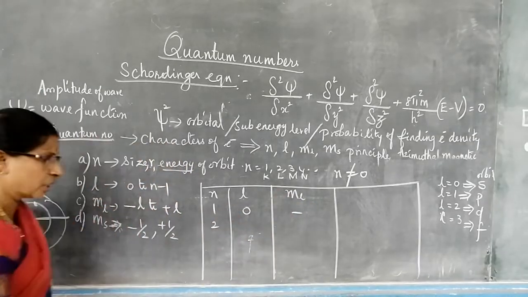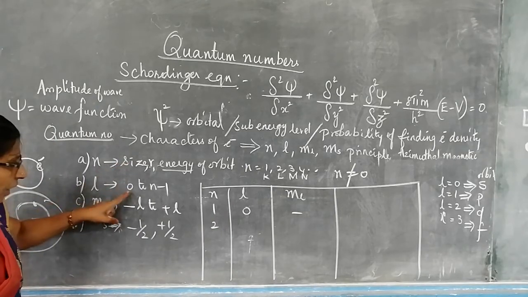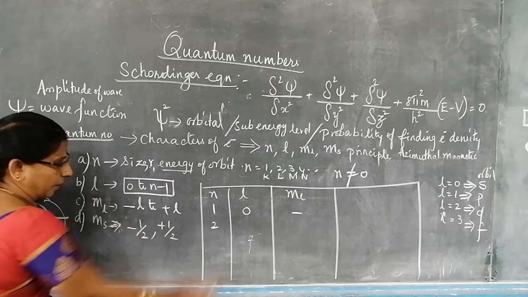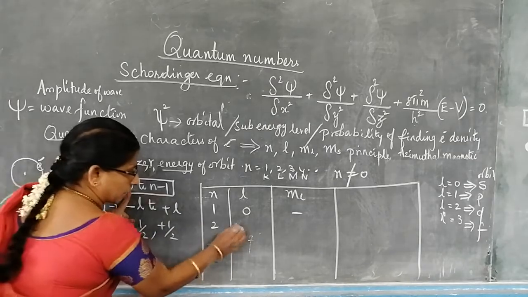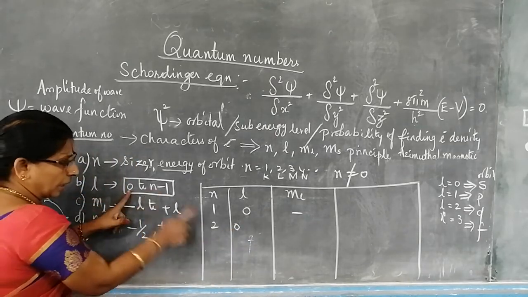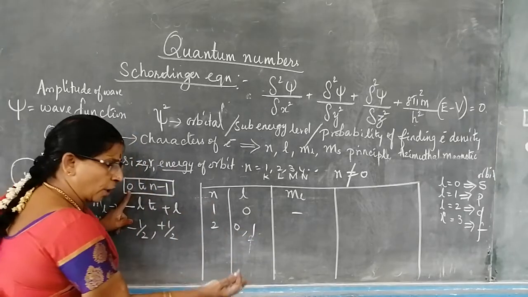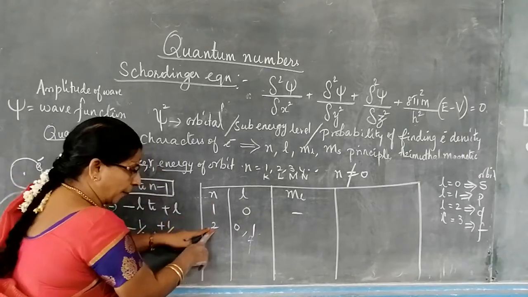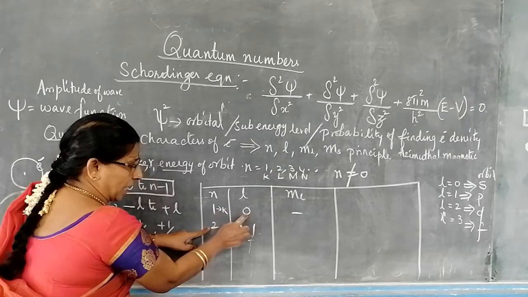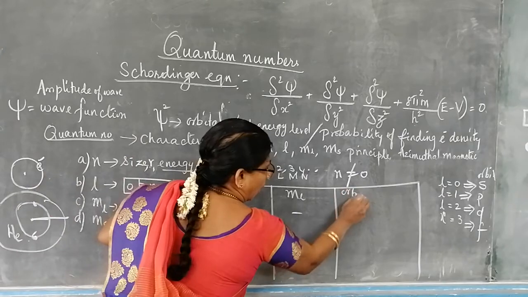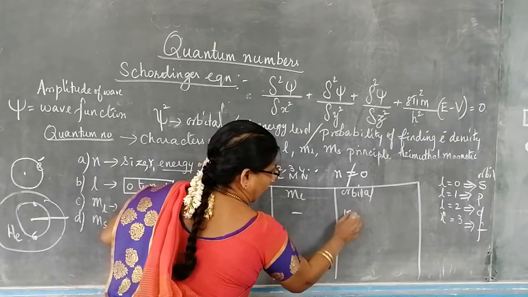Now let us assume n is 2. If n value is 2, its formula is 0 to n minus 1. 0 to n minus 1 means 0 will come, and n is 2, 2 minus 1 is 1. So 0 also will come, 1 also will come. Now first orbit, it is K shell. K shell will have only s orbital, that is 1s orbital. The only orbital it will have is 1s.